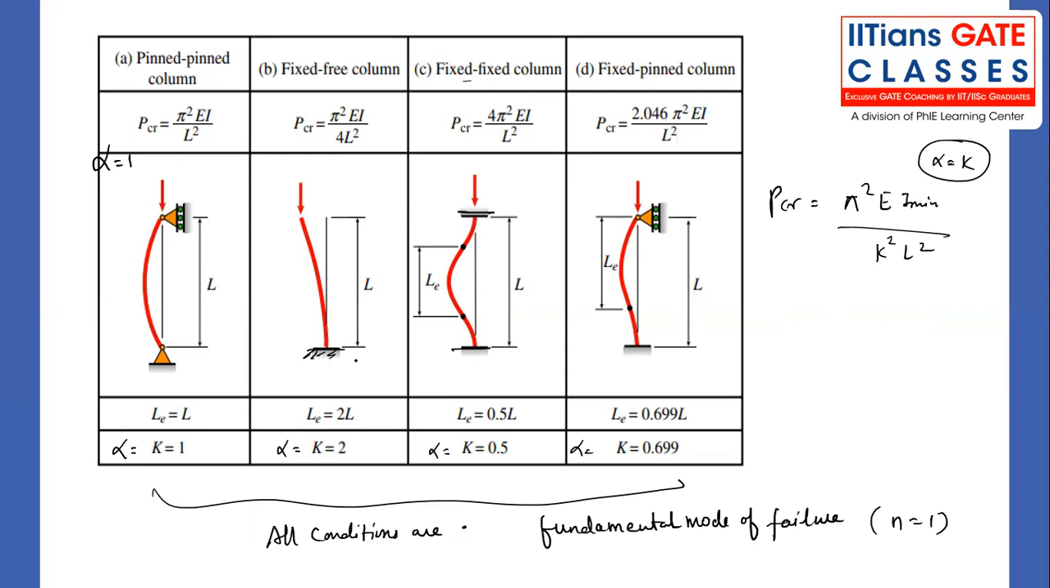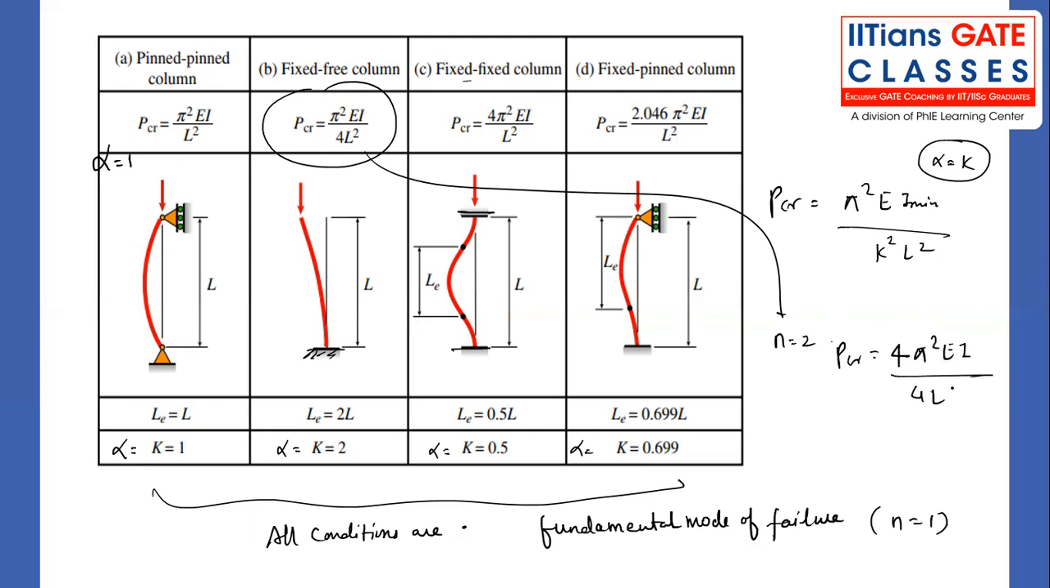What are the modifications? Suppose, for example, this is a case. When n equal to 2, the critical load formula will become 4 pi square EI divided by 4 L square for n equal to 2. This is for n equal to 1. That is the second fundamental mode of failure when n equal to 2. The first fundamental mode of failure, or we say a fundamental mode of failure, is n equal to 1. Getting my point?